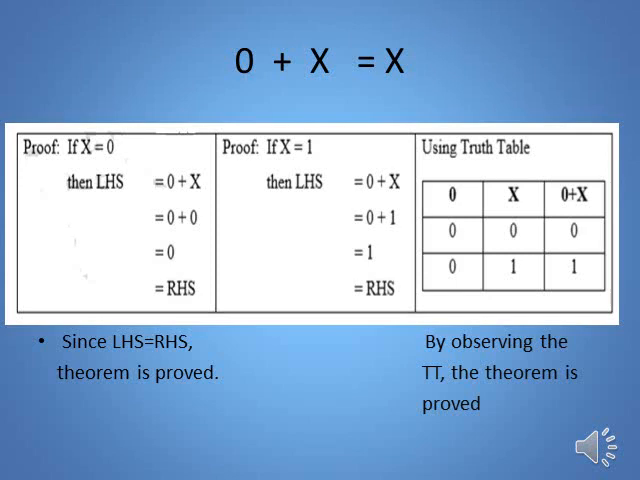Now using the truth table, you can see here the truth table is drawn, 0 as the first column, the general variable x as the second column. So 0 is 0 only, x can take 0 or 1. Accordingly, the column 0 plus x, the required expression, is obtained. 0 plus 0 is 0, 0 plus 1 is 1. Now by observing the last columns, 0 plus x, the required expression, and x, you come to the conclusion that the theorem is proved since the column values are equal.